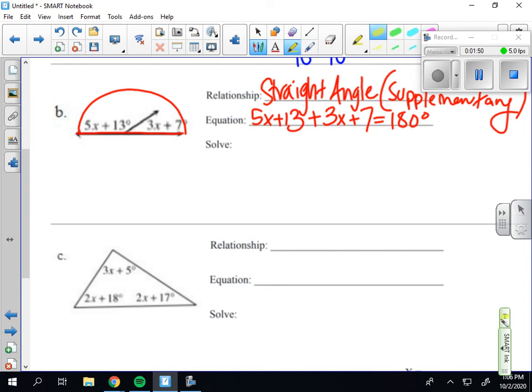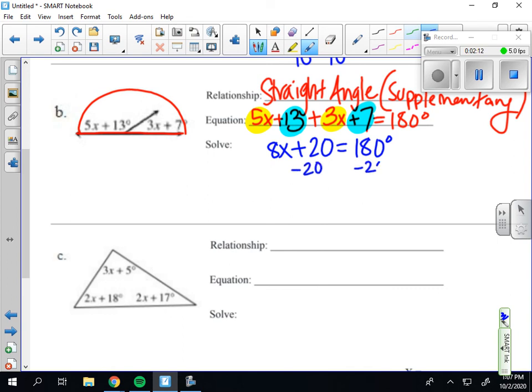So once I combine my like terms, the x's go together and the numbers go together. 5x and 3x is 8x. 13 and 7 is 20. Now I can get down to getting that x by itself. So in order to get 8x by itself, I'm going to have to subtract 20 from both sides, because that will cancel. So then 8x equals 160 degrees. To undo that multiplication, I would divide both sides by 8. So x equals 20.